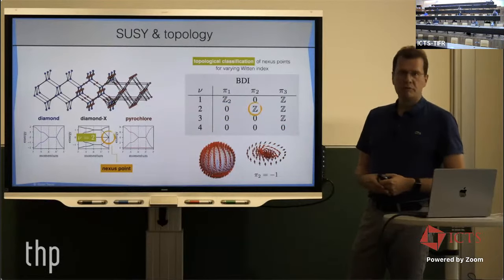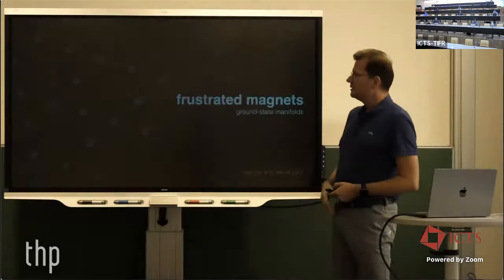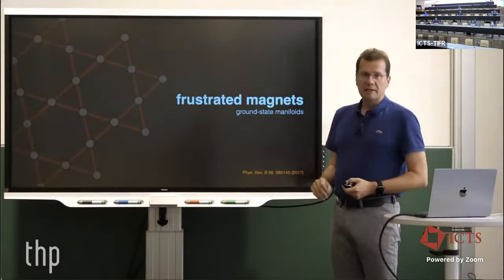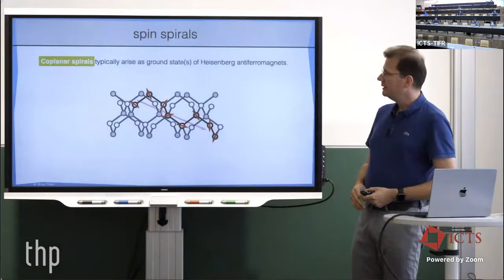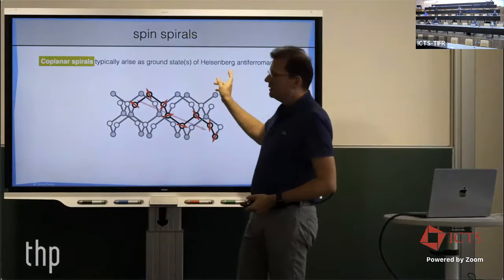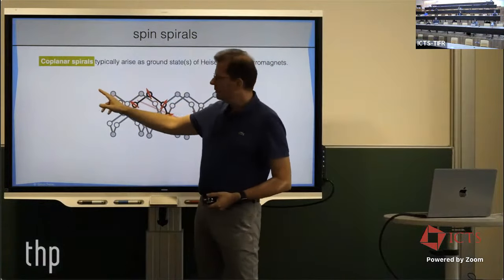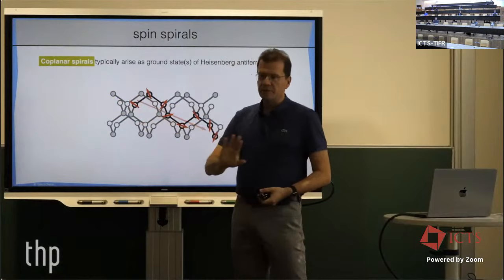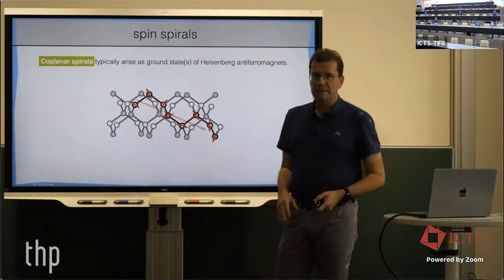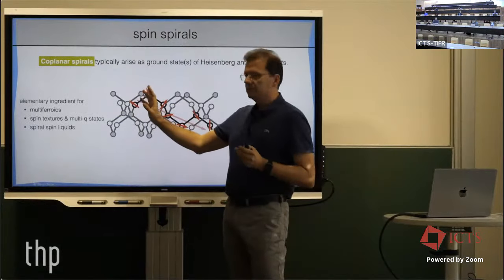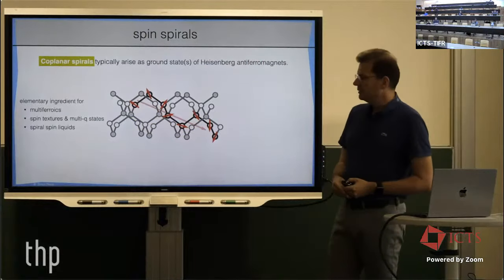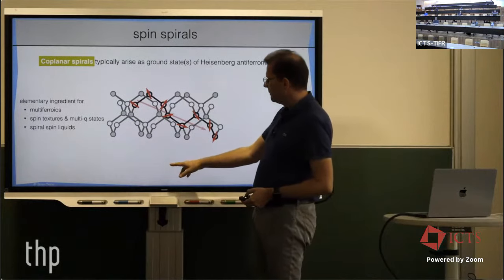So let's put this supersymmetry at play now and discuss its application in the context of frustrated magnets. The first thing that I want to discuss are ground state manifolds. For that, let me acknowledge that typically if I look at a Heisenberg antiferromagnet, what I get as a ground state is a coplanar spin spiral. As I traverse through the lattice, spins will rotate, but only within a plane. Such features are quite ubiquitous and important ingredients if you want to discuss multiferroics, spin textures, or spiral spin liquids, which we will discuss in this talk in just a second.